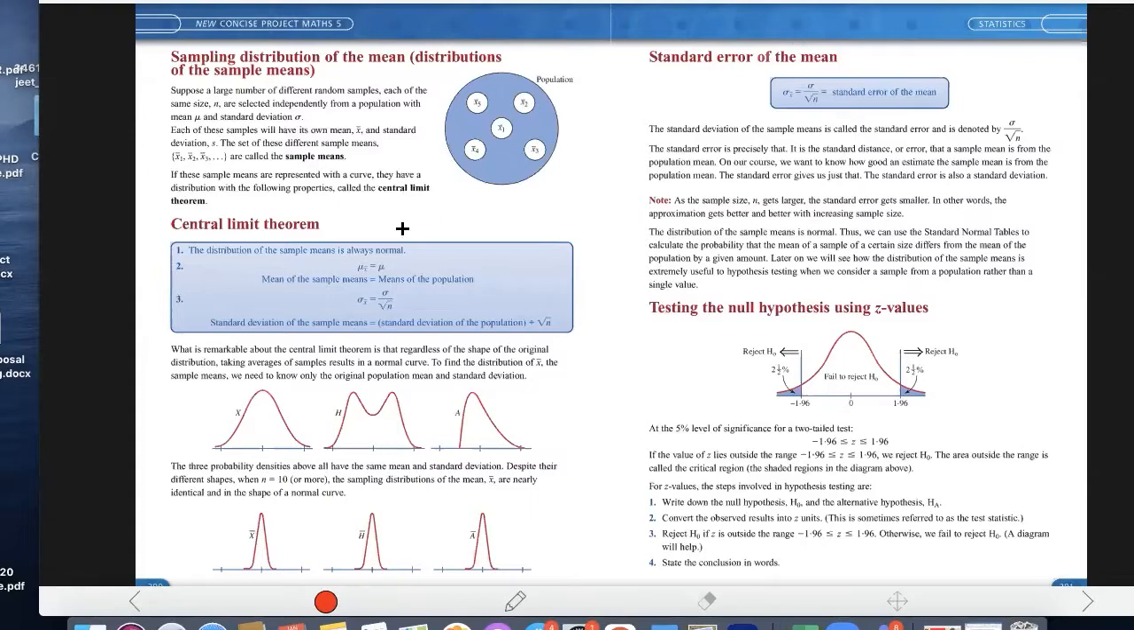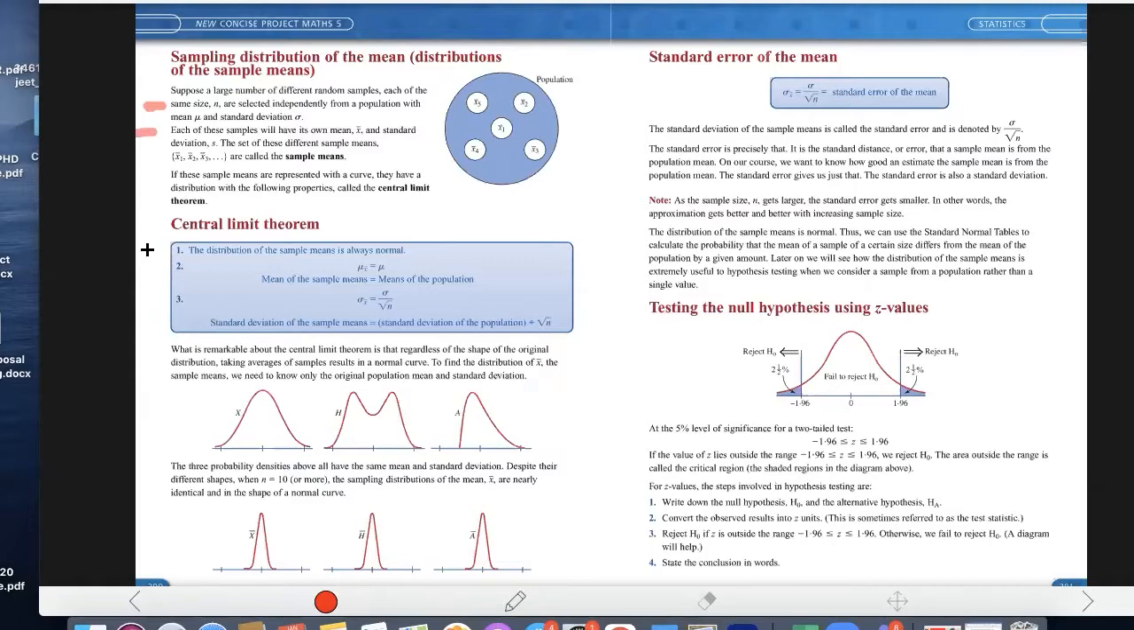Suppose a large number of different random samples, each of the same size n, are selected independently from the population with mean mu and standard deviation sigma. Each of these samples will have its own mean, x bar, and standard deviation, s. The set of these different sample means, x bar 1, x bar 2, x bar 3, are called sample means. If these sample means are represented with a curve, they have a distribution with the following properties, called the central limit theorem.